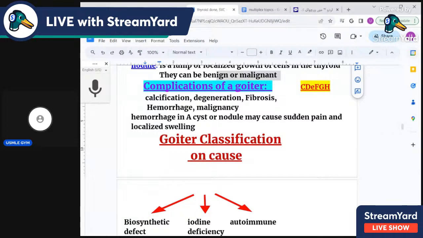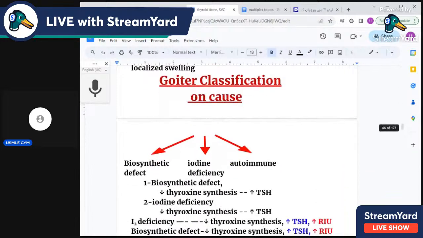So, the complications of the goiter are calcification, C, D, E, F, G, H. C for calcification, D for degeneration, F for fibrosis, G for growth or a tumor, and H for hemorrhage. So these are the complications of a goiter: calcification, degeneration, fibrosis, growth or a tumor, and hemorrhage.